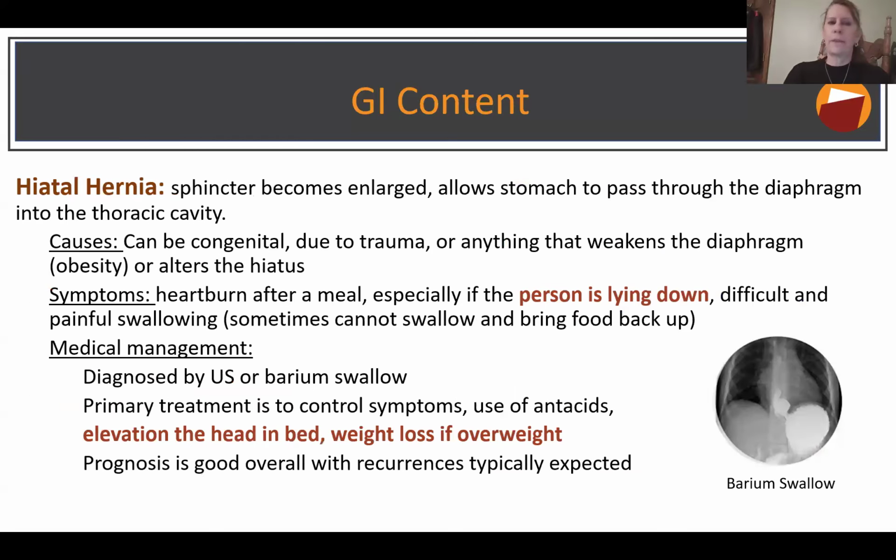All right, so let's talk a little bit about that. So basically, the sphincter becomes enlarged and allows the stomach to pass through the diaphragm into the thoracic cavity. And they do a barium swallow, and you can see that in that right picture. And it kind of shows you, as it lights up, that there's part of the stomach that's being pushed up through there. It can be congenital, so there can be babies or individuals that are born with that issue. But other causes would be trauma, anything that weakens the diaphragm or increases the pressure there. Obviously, it could be like a tumor or something like that, or anything that alters the hiatus.